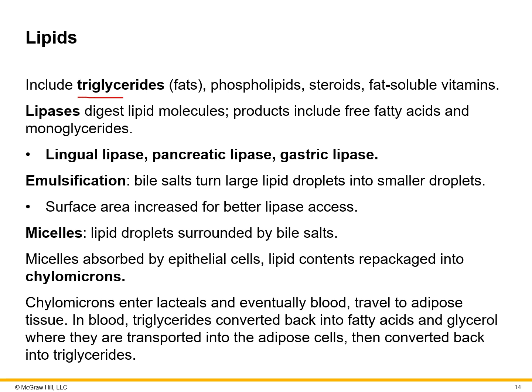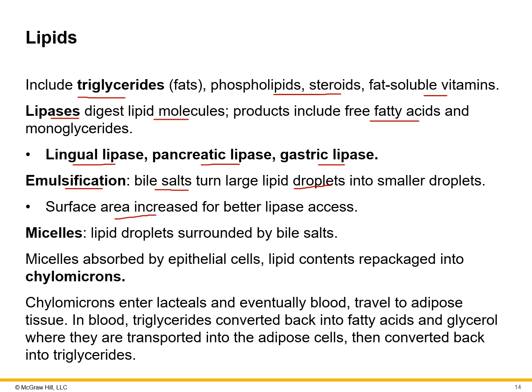Now our lipids include triglycerides, which are fats, but also phospholipids, steroids like cholesterol, and some of our fat-soluble vitamins. Lipases are the enzymes that break down lipid molecules and release free fatty acids. We have lingual lipase in the saliva, pancreatic lipase released from the pancreas, and gastric lipase released in the stomach. This allows for emulsification, when bile salts turn large lipid droplets into smaller ones, breaking them down into easier to manage molecules.